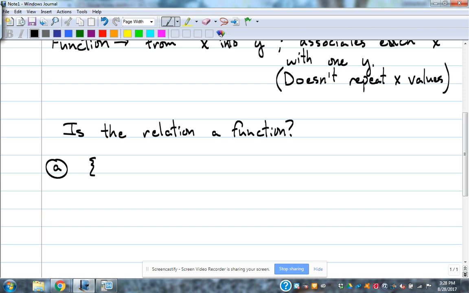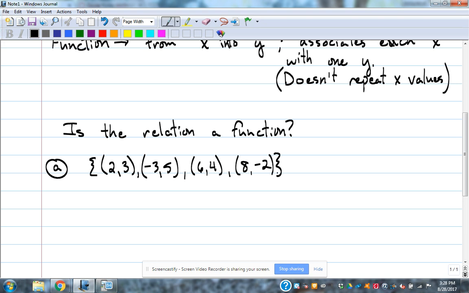First one is the old boring set of ordered pairs: (2, 3), (-3, 5), (6, 4), and (8, -2). And that's a set of ordered pairs, no doubt. Easily a set of ordered pairs. Is it a function? Why? All the x's only occur one time. No repeated x values. So that is a function. Easy peasy.